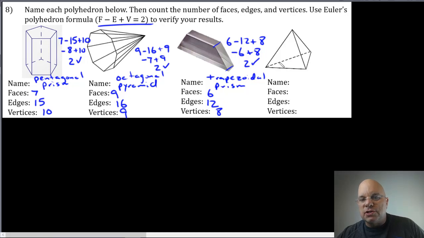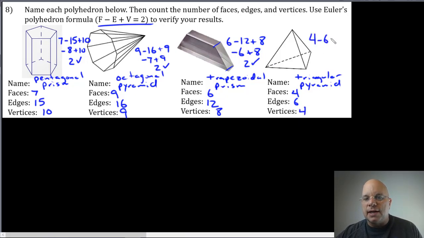Here we have a pyramid. We just have a single base, and then it goes to a vertex, and so it's a pyramid. The base is a triangle, so this is a triangular pyramid with a total of 1, 2, 3, 4 faces, 3 and 3 for 6 edges, and 3 plus 1 or 4 vertices. Faces minus edges plus vertices should be 2. 4 minus 6 is -2, and -2 plus 4 is 2. So that all looks good.